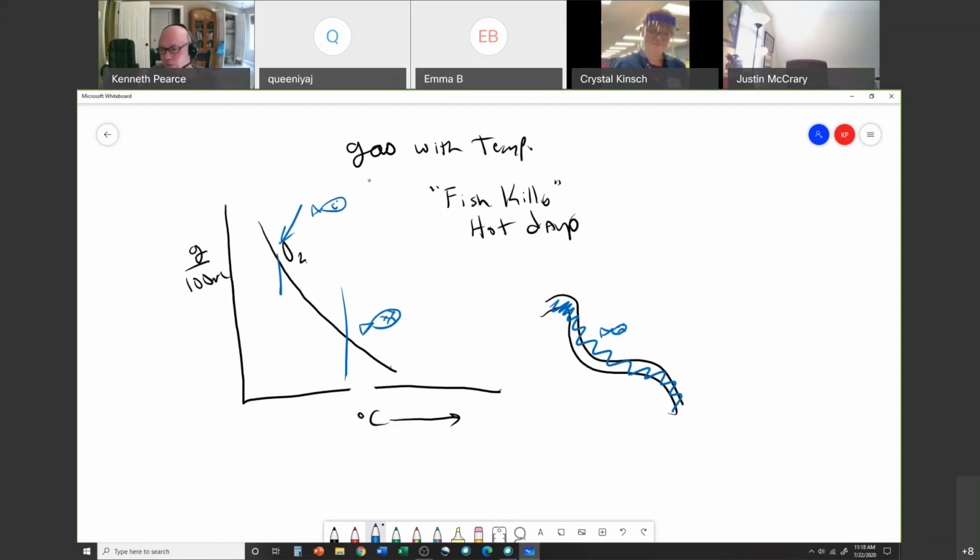That's what happens. Okay, so that's the point of this whole chart here: to show you that as you increase temperature, the solubility of gases decreases. And how we're going to remember this is we're going to remember that unhappy fish, because that's what's going on right there.